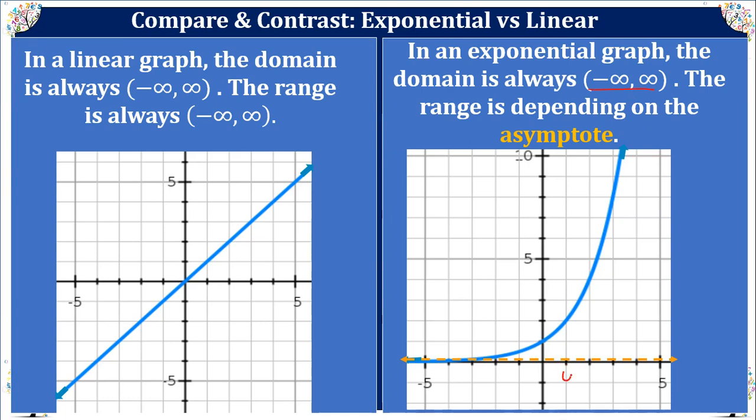So our asymptote is y equals 0. So the least value that our range can be, which are your y values, is going to begin above 0. 0 is not included. None of your y values will ever be 0 in this function here. And then it continues forever to positive infinity. So this is our range for this example. The range in exponential is always going to be bounded by your asymptote.